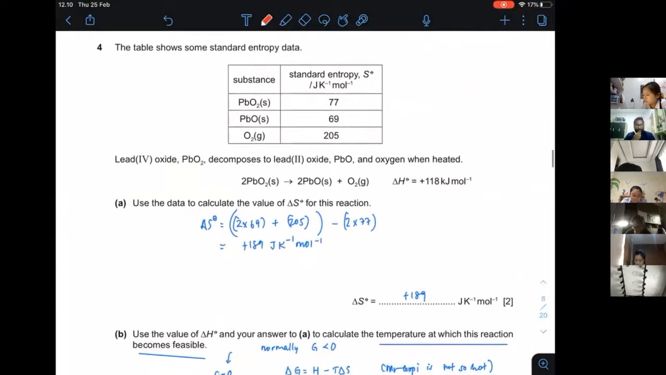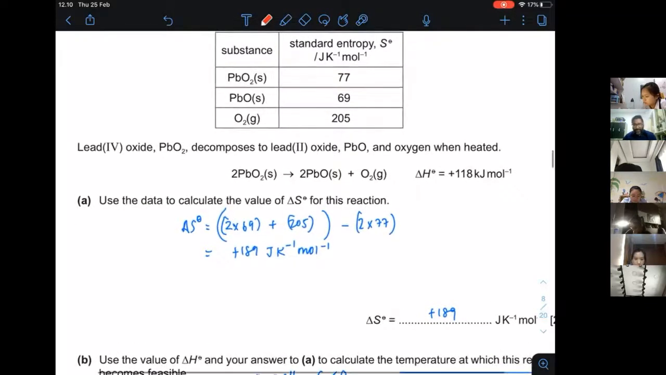Number 4, the table shows some standard entropy data, and I need to calculate the entropy change for this reaction. This one is quite simple. This is going to be entropy of product minus the entropy of the reactant. Please remember the 2. So you need to times 2 times 69, then oxygen, 205, minus the reactant. Make sure you times by 2 also. You will get positive 189. Positive 189, but be very careful, it's joule.